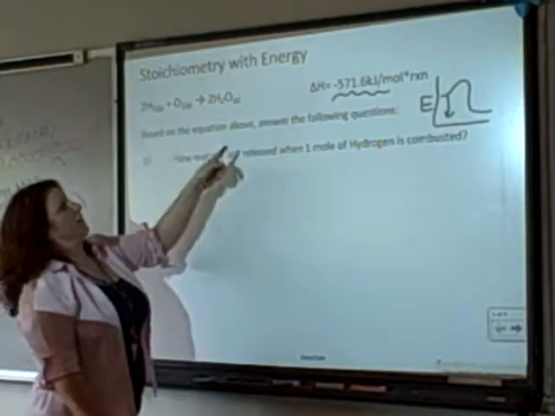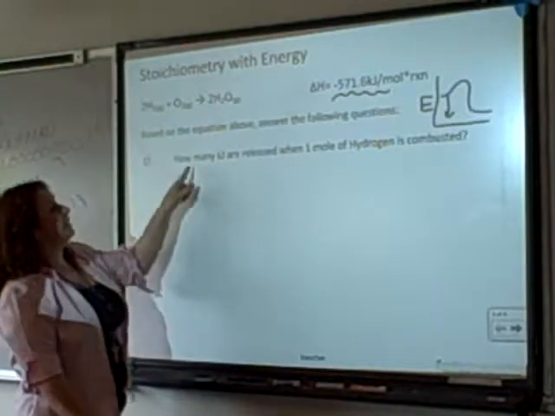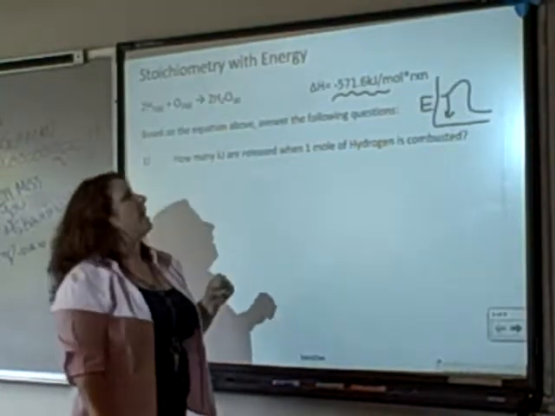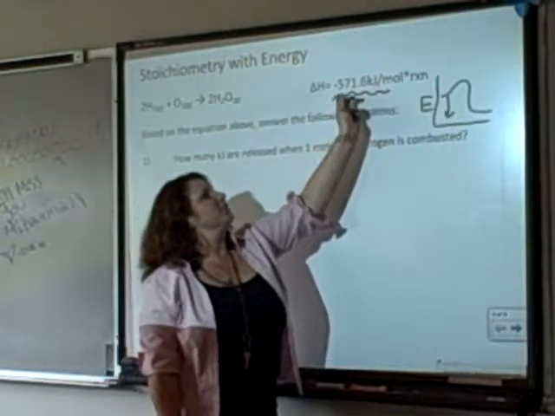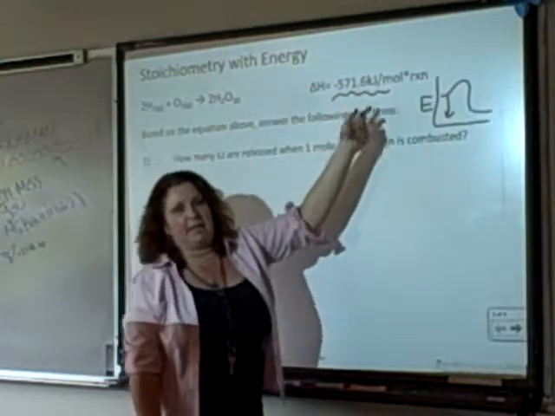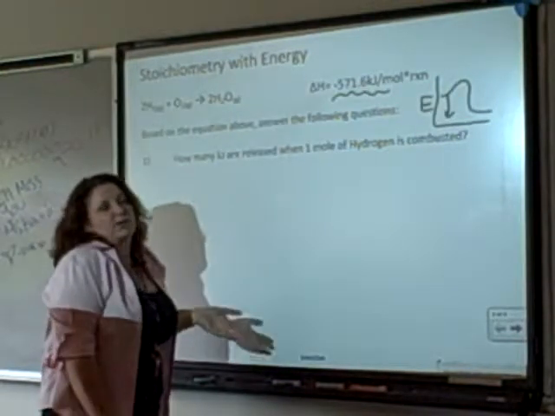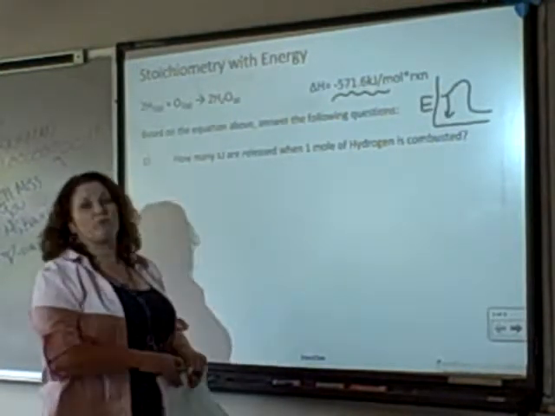Based on the equation above, answer the following questions. How many kilojoules are released when 1 mole of hydrogen is combusted? You can do this in your head because this says for every mole of reaction you get that many, but every mole of reaction involves 2 moles of hydrogen. So if you only combust 1 mole, you get half as much. But let's do it formally now.